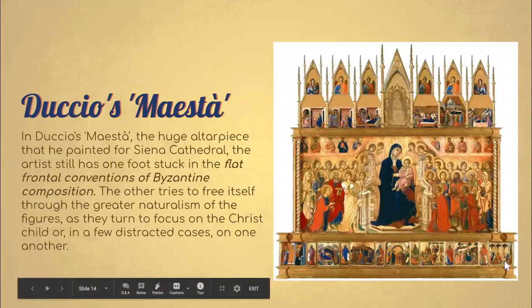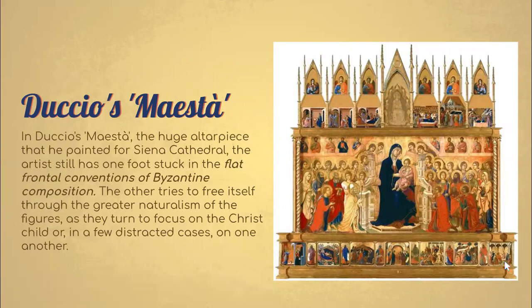All right, so let's talk a little bit about this early proto-Renaissance painting here. So in Duccio's Maiesta, the huge altarpiece that he painted for Siena Cathedral, the artist still has 1 foot stuck in the flat frontal conventions of Byzantine composition. Okay, so like I said, there's still a lot of medieval reminiscence here, okay? The other tries to free itself. So he's kind of conflicted in this painting.